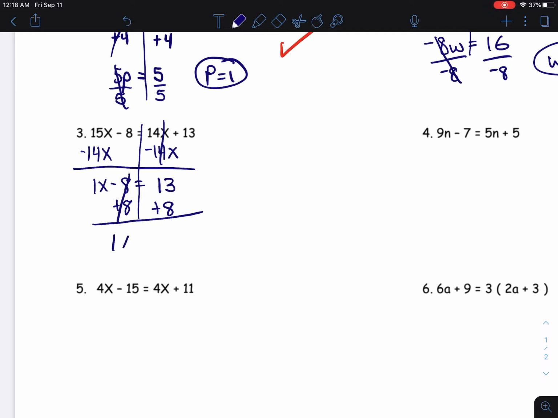And I get 1x equals, and then 13 plus 8 is going to be 21. And then I have just this 1x. 1x is just the same thing as x, so x equals 21.